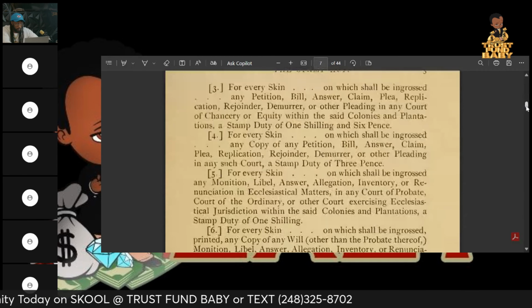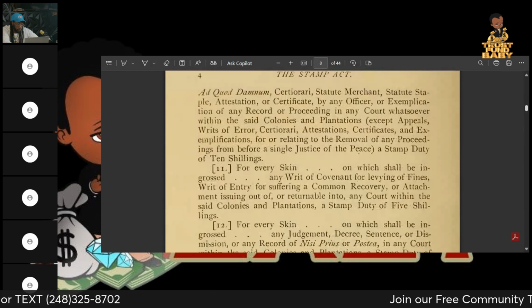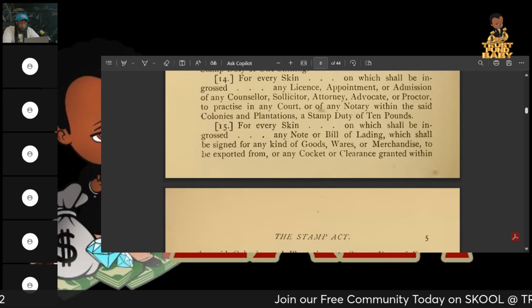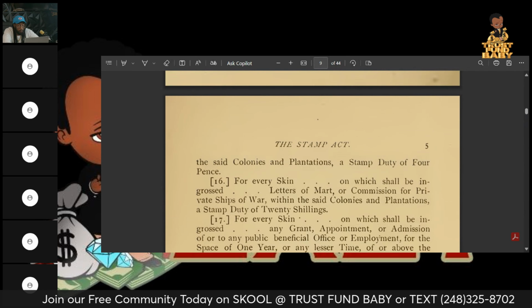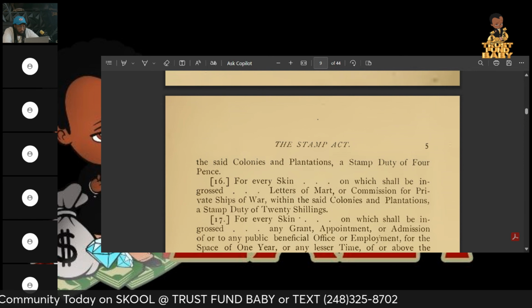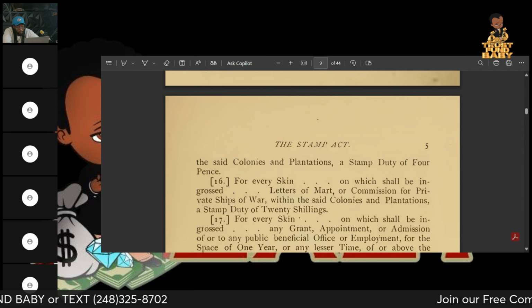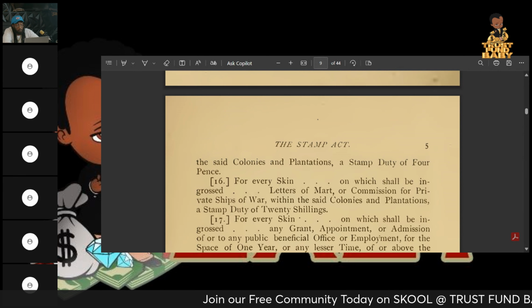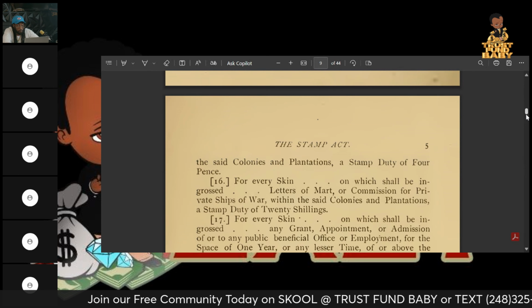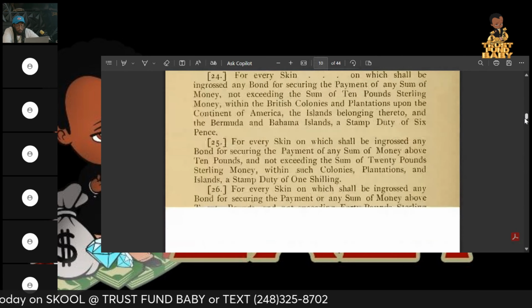In here, it literally breaks down what the price of everything is, and it literally says within this documentation that back at this time, if something did not have a stamp on it, it was not considered a legally binding document. For every skin on which shall be engrossed letters of marque or commission for private ships of war within said colonies or plantations, a stamp duty of 12 shillings. That was the equivalent; them was like silver coins back then. So literally, this is nothing more than a financial breakdown of what everything is.